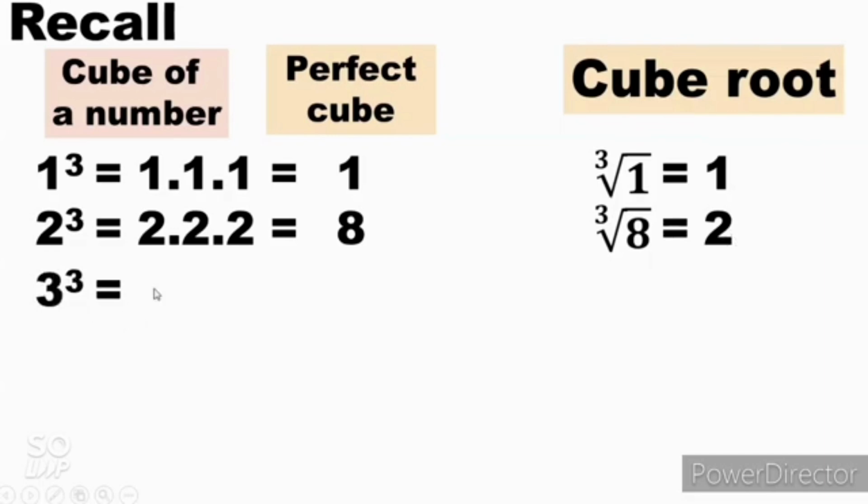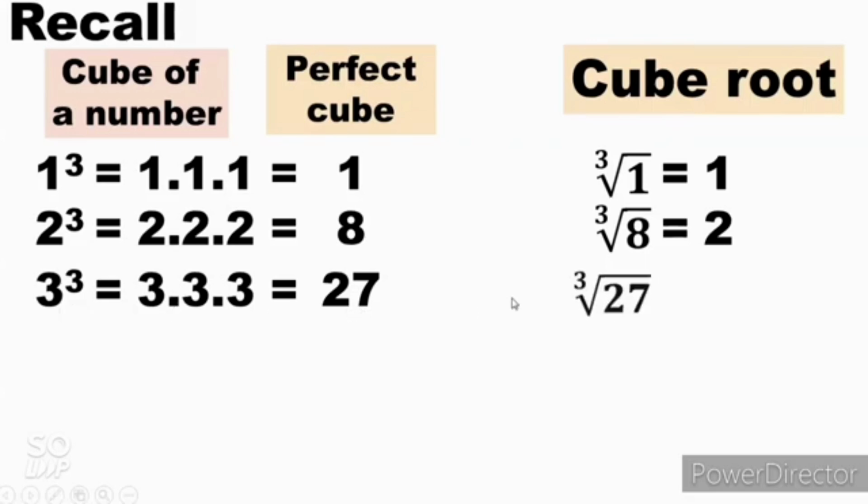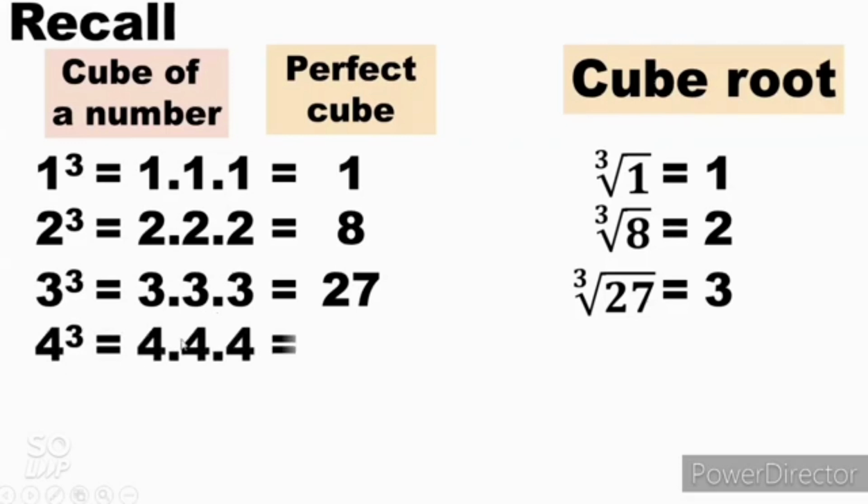Now we have 3 cube, it is equal to 3 times 3 times 3 and the answer is equal to 27. Exponential form ng 27 is 3 cube. Find the cube root of 27, the answer is 3. Ayan, kung ano yung root. Yun yung sagot dun sa cube root of 27.